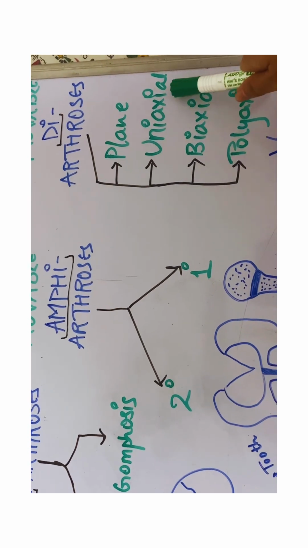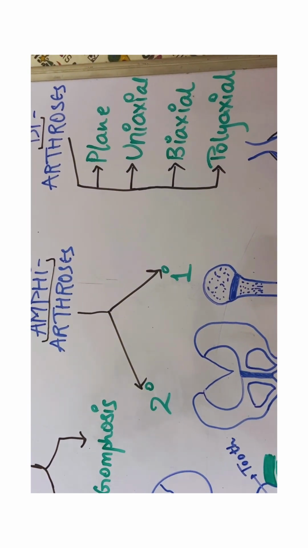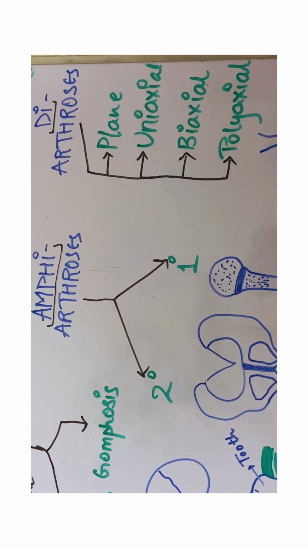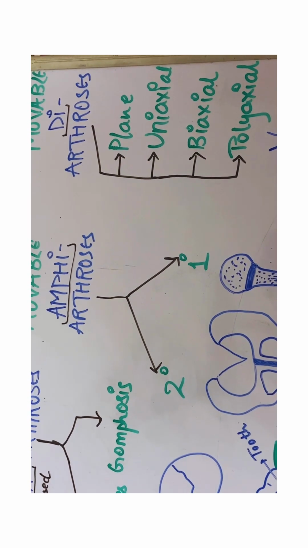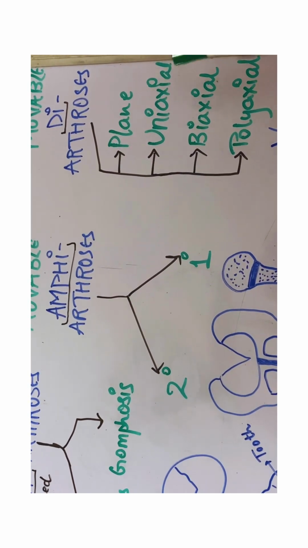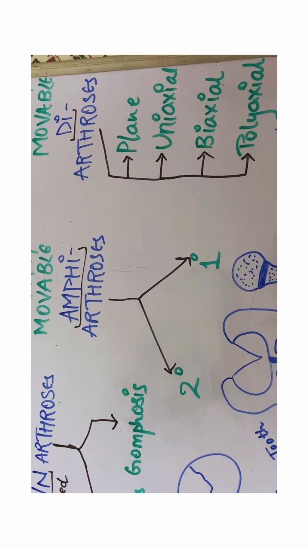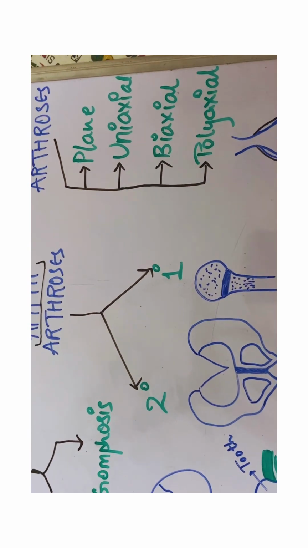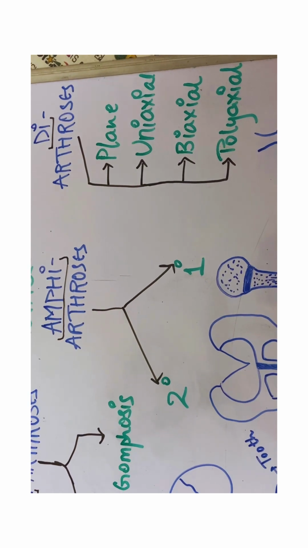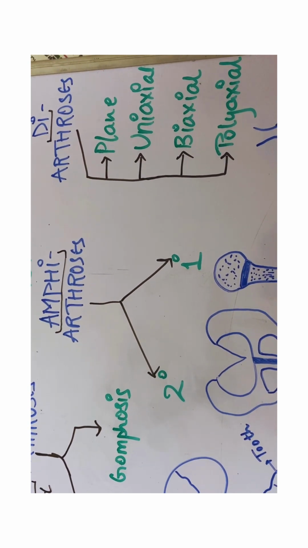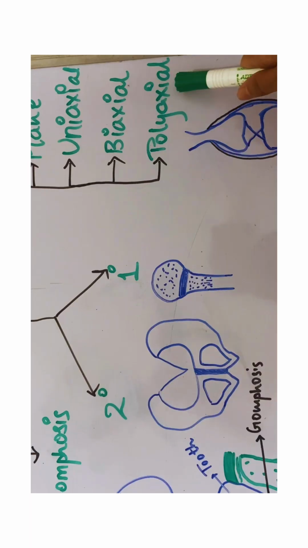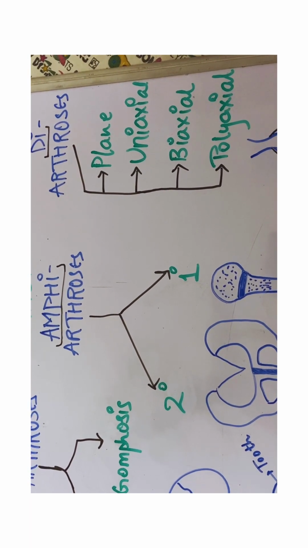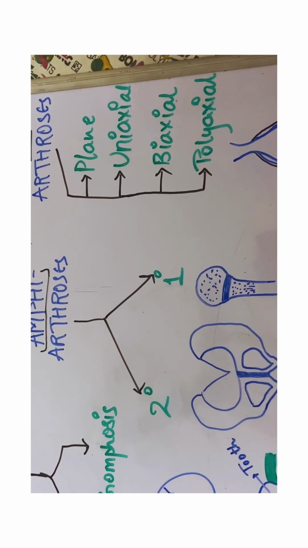Then comes the uniaxial joint, in which the synovial cavity allows for 1 degree of freedom of movement. That means it has one axis for movement of the joint. For example, the hinge joint in our elbow, which allows only flexion and extension. Then comes the biaxial joint, which allows for 2 degrees of freedom of movement, meaning it has two axes. For example, our knee joint. And then comes the polyaxial joint, usually the ball and socket type of joint, which allows for 3 degrees of freedom of movement.